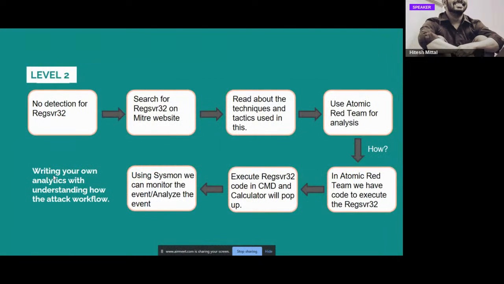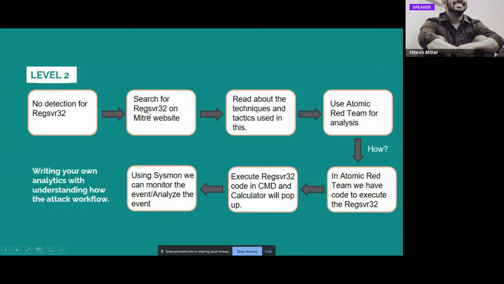Coming to level 2, a mid-level organization, how will they detect the suspicious behavior of these attackers? Let us see regsvr32. Regsvr32, registry server 32, is a technique being used by attackers to compromise our system. We will see how they do it. If we don't have any detection for regsvr32 and we are compromised by it, how can we detect it, get a clear picture of it, and mitigate it?